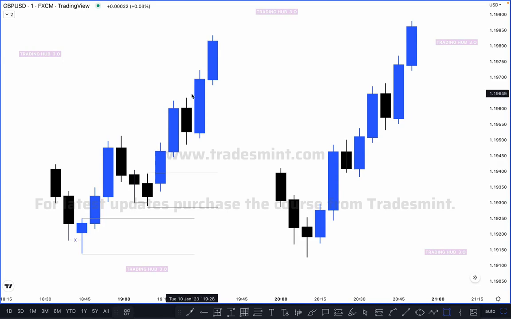Now you can see here, this is our last selling candle before this buy move, right? But this is not a valid order block. Why? First, because this candle did not take out the previous candle low. So this is not a valid order block. And here we can see a different situation. Sometimes this order block takes out the previous candle low like this.